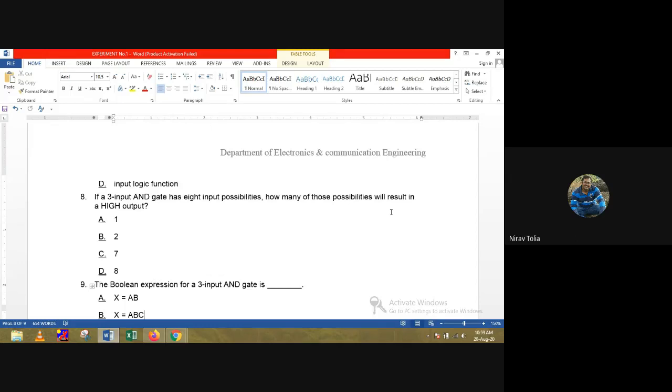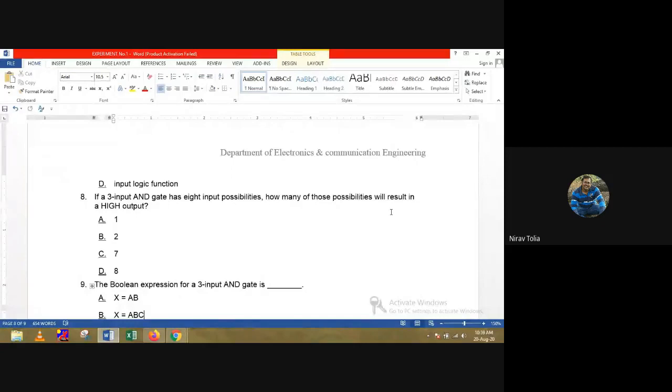Okay, so we have only one possibility. How many inputs do we have? Three inputs. So which are the possibilities? 0 0 0, 0 0 1, 0 1 0, 0 1 1, 1 0 0, 1 0 1, 1 1 0. So out of these seven, one input is 0.